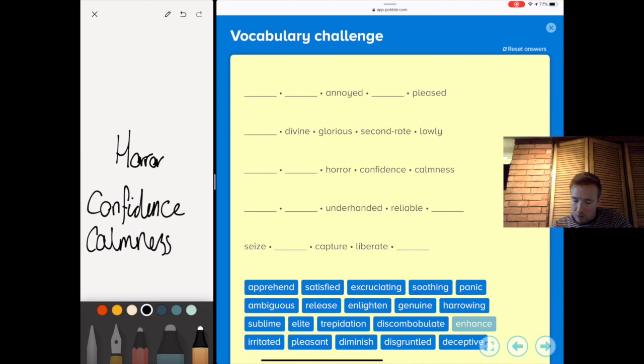So we've done excruciating. Harrowing, I would imagine, is one. No, it's not. Trepidation is one. Trepidation is a lovely word as well. Trepidation is that sort of timidly, cowardly. Again, imagine wandering around a haunted house and you're sort of tiptoeing, very gently opening the doors. You'd be doing it with trepidation.